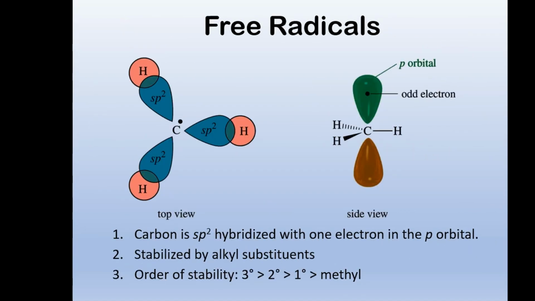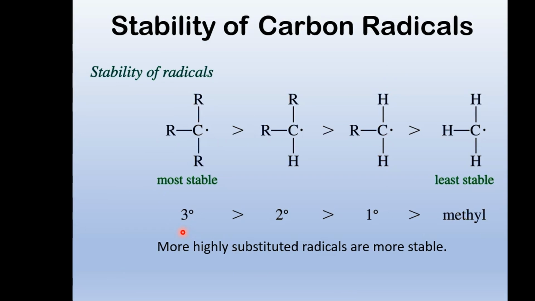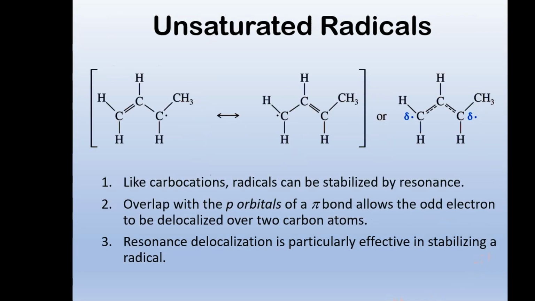Next up, free radical. It looks just like the carbocation, where it's flat and planar, and we want to imagine that carbon being sp2 hybridized. Where's that one electron? It's in the unused p orbital, and we see this order of stability that parallels the carbocation stability. Tertiary radical was most stable, followed by a secondary, followed by a primary, and the methyl radical was the least stable. And we can draw resonance structures of radicals.